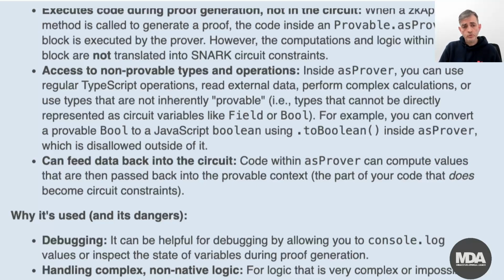And we can also use a Provable.asProver block to feed data back into the circuit, and that may be something that is valid to do. But as you saw in the pattern that I just showed you, this could be dangerous, because in the pattern I just showed you, we had something that was security critical that was being fed into another function.